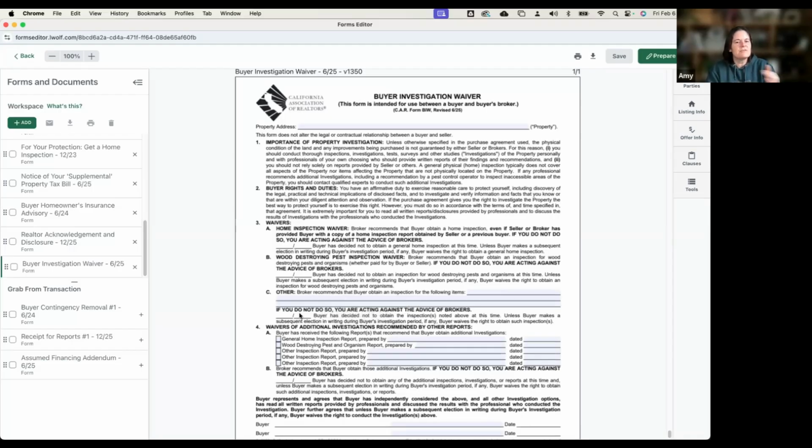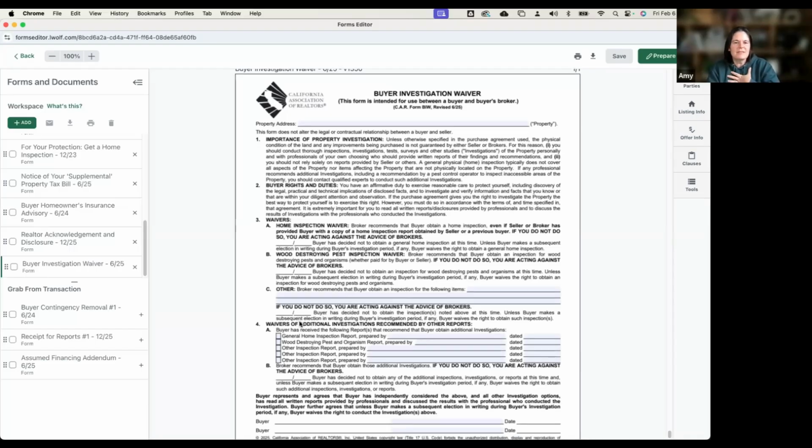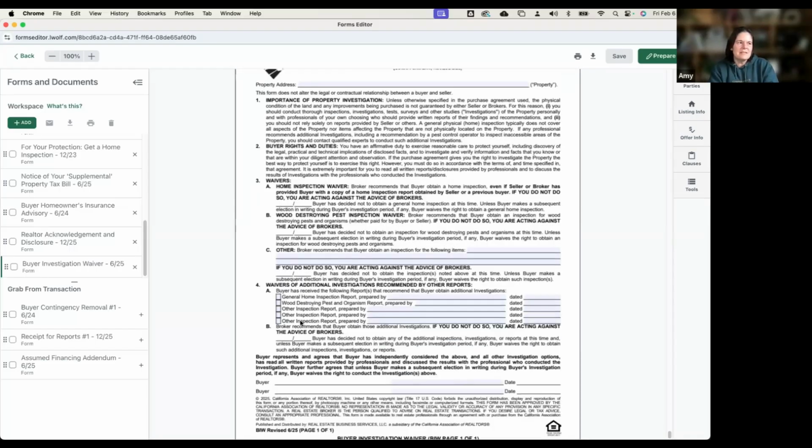And if there's any of those they've chosen not to do, they're going to initial that they decided not to do those investigations. This covers me, right? This says that, hey, buyer, I'm recommending these investigations. It's already set up with the home and pest inspections there. And then I would fill in those other few inspections on those lines so that they understand that I recommended these and you chose not to do them.